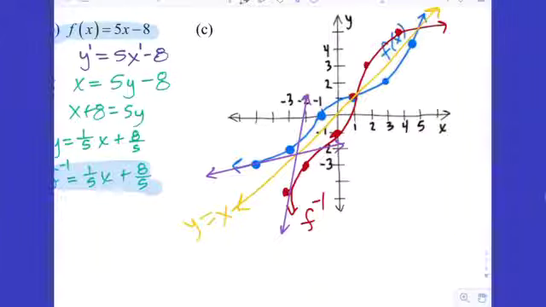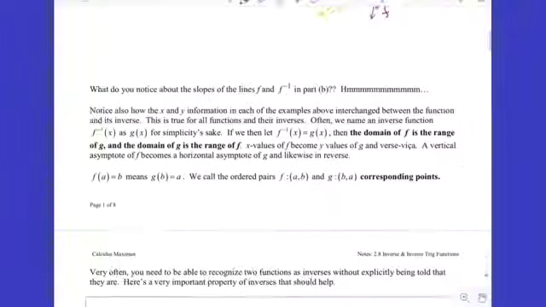Starts with R and rhymes with reciprocal. Reciprocal slopes. Good. All right.